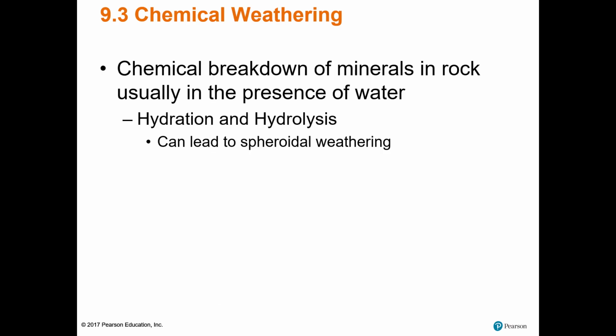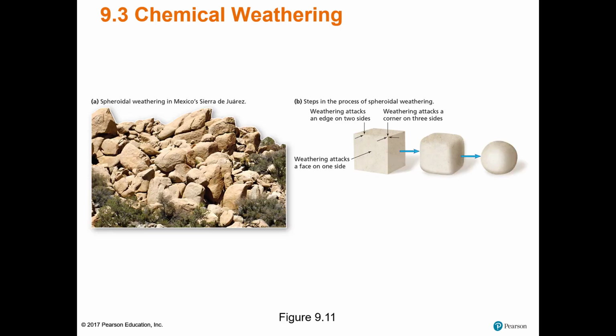We can also have hydration in addition to hydrolysis, and hydration is the addition of water, not just the breaking of water like hydrolysis, and this can lead to spheroidal weathering. So if we were to consider the artist diagram first, we can see that we start with something that is cube-like in shape, and then as weathering is happening, it is impacting the corners faster than it is the flat surfaces, and so the cube gets a softened or rounded appearance in the second step, and then finally it is very rounded in the final step.